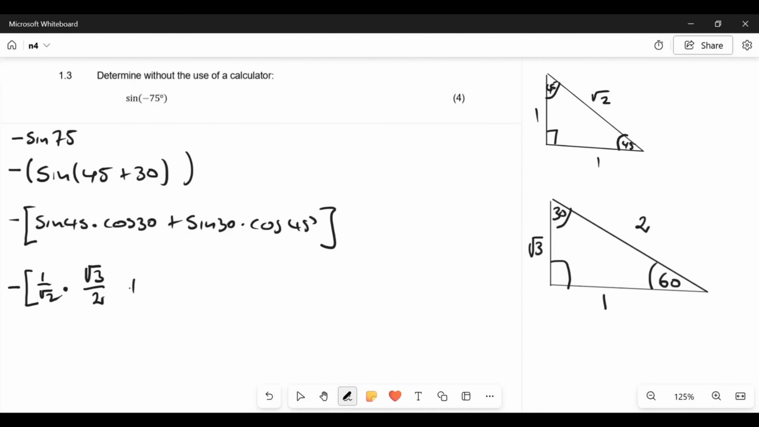There we go. Plus. Now, we know that we have sine 30. Sine 30 also is from this triangle here. So sine is opposite over hypotenuse. So the opposite of 30 is 1 and the hypotenuse is 2 there.